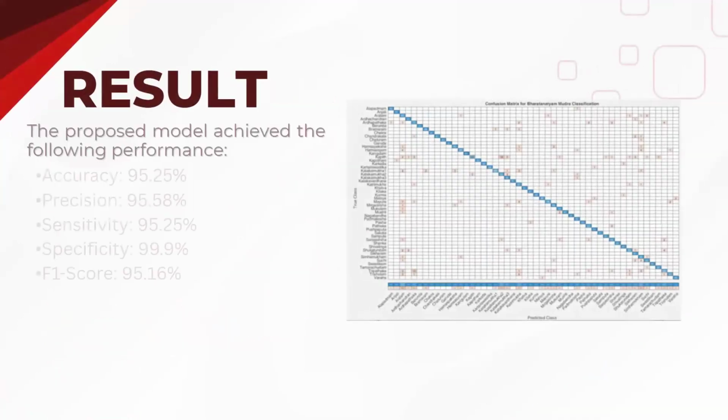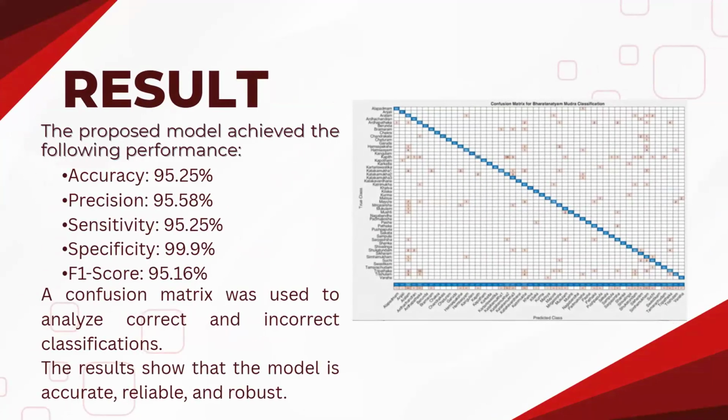The proposed model achieves promising results. We have obtained an overall accuracy of 95.25%, precision of 95.58%, sensitivity 95.25%. The precision and sensitivity are above 95% and specificity is approximately 99.9%, indicating a very low false positive rate. The confusion matrix further shows that most mudras are classified correctly, demonstrating the reliability and robustness of this model.